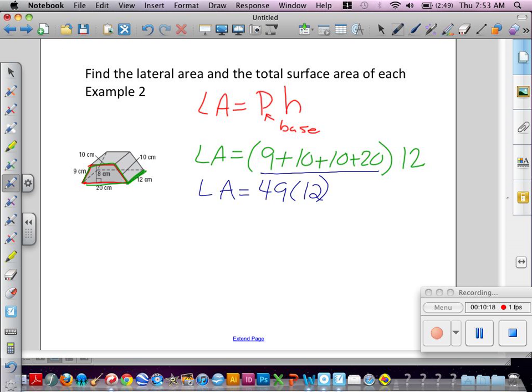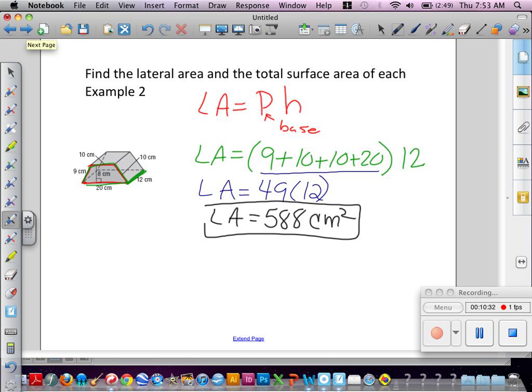Times 12. I'm going to multiply those together now. 49 times 12. I'm getting 588. Make sure I put my label on there. Centimeters squared. So communicating your mathematics, people, don't just punch in 49 times 12 and write 588 centimeters cubed down, but you need to have the steps to communicate it.